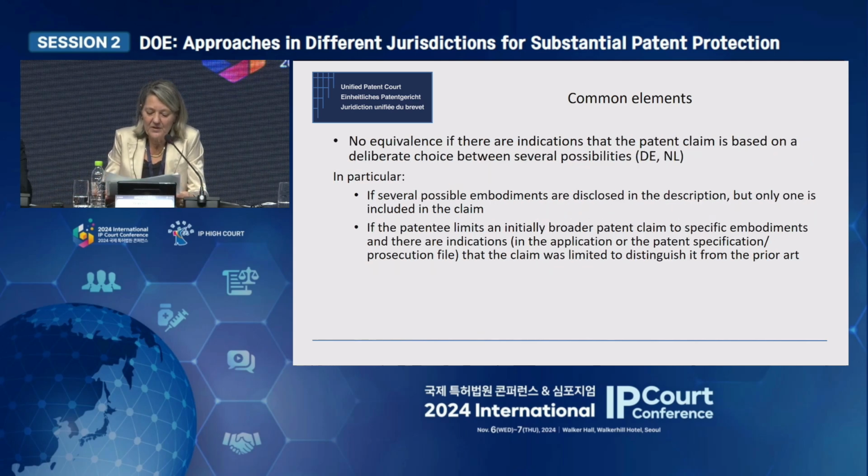Furthermore, if several possible embodiments are disclosed in the description, but only one is included in the claim, then we have the dogma of disclosed but not claimed is disclaimed. And if the patentee limits an initially broader patent claim to specific embodiments, and there are indications that the claim was limited to distinguish it from the prior art, there can also not be equivalence.